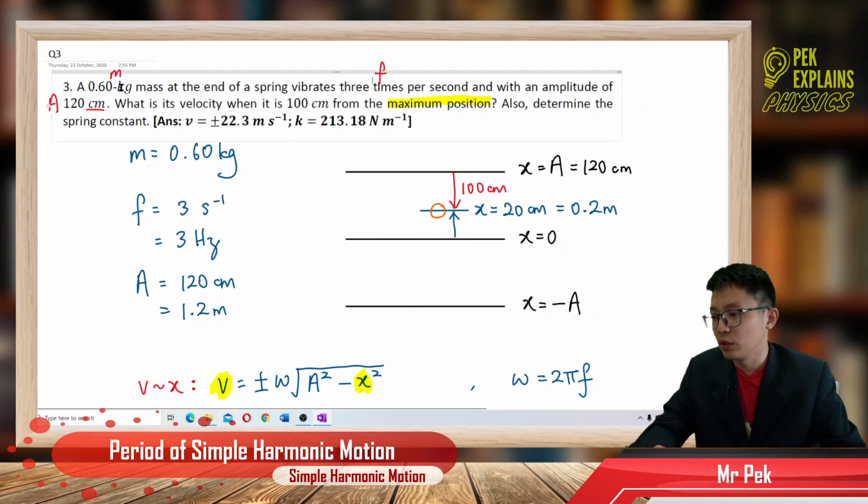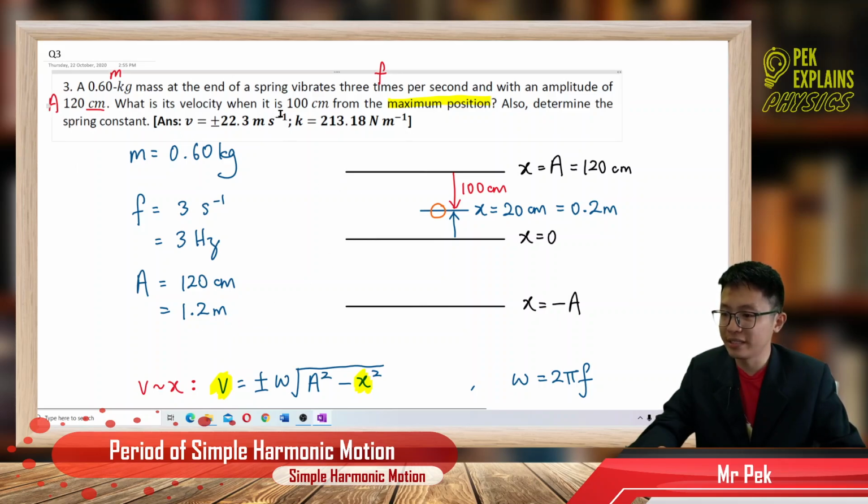Okay, never mind. So we have the mass already in SI unit, kilogram. Frequency is 3 times per second, and per second is hertz. So 3 hertz frequency. Amplitude is 120 cm, so change to meter. It is 1.2 meter, divided by 100. Be careful with the unit.